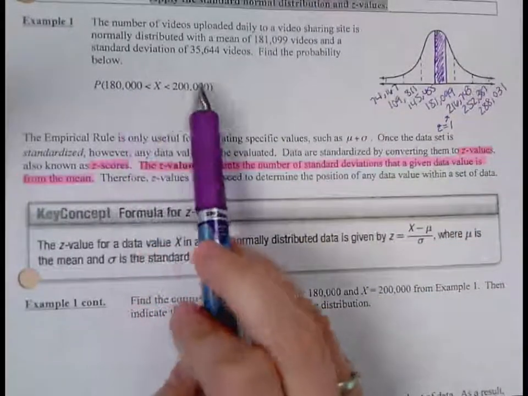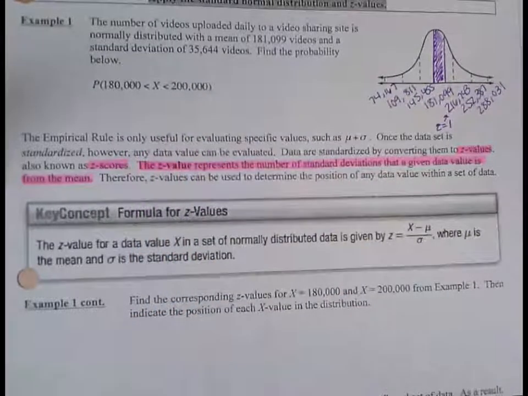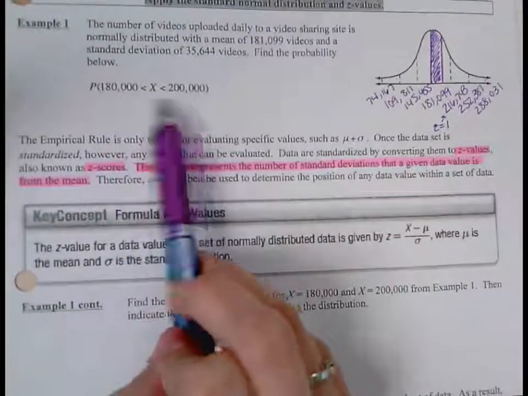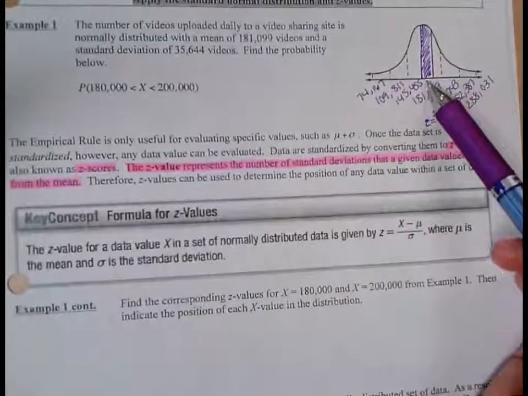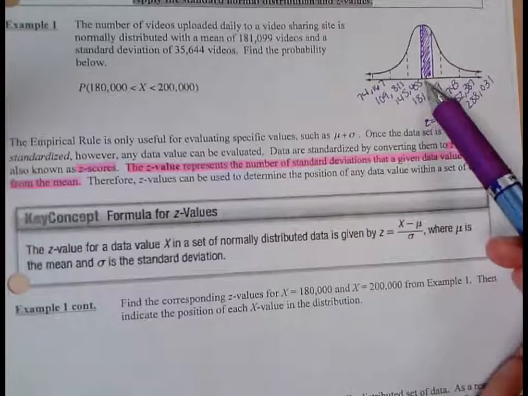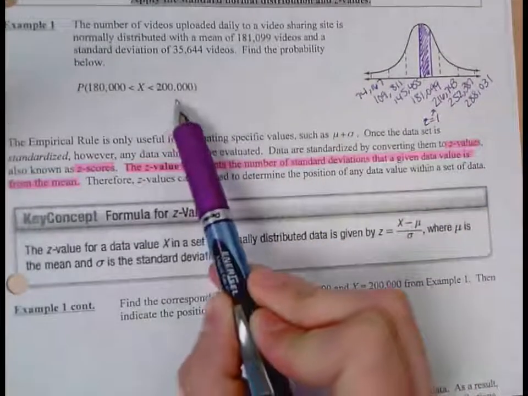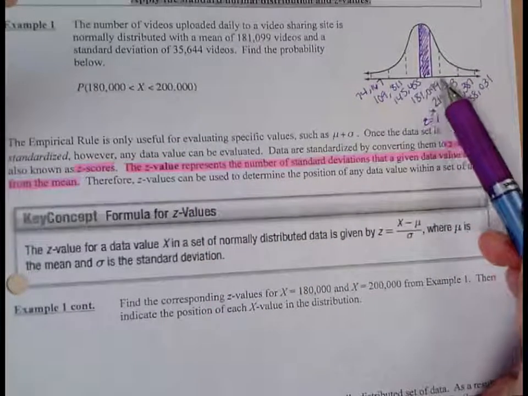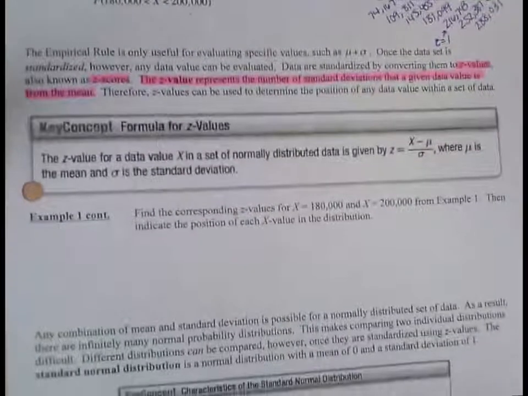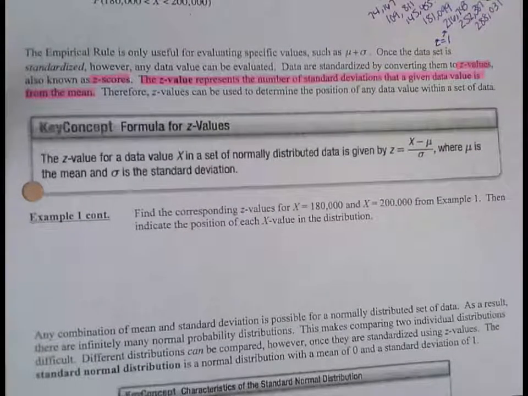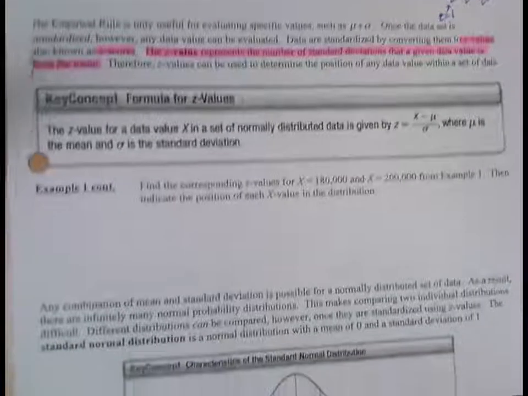However, because these x values are not an exact number of standard deviations away from the mean, these z-values will be decimals. They'll be in between. This z-value should be somewhere between 0 and -1 because it is below the mean. This z-value will be somewhere between 0 and +1 because it's above the mean, but it's not quite a whole standard deviation away. So make sure you understand when you're finding a z-value what it actually represents. Z-values are therefore used to determine the position of any data value in a set of data.